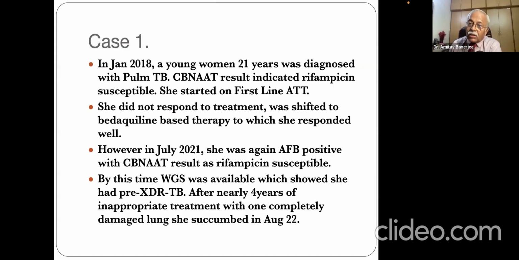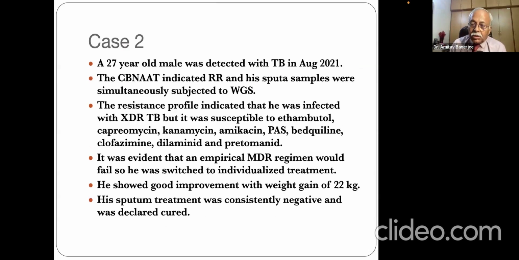And during that longer duration, beyond that, it is acting as a monotherapy, and the drug resistance to bedaquiline also develops. So this is the challenge. This is the first case, in which the patient succumbed. Now, this is the second case.